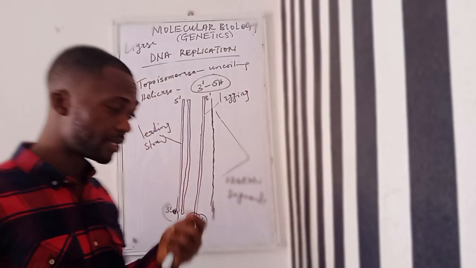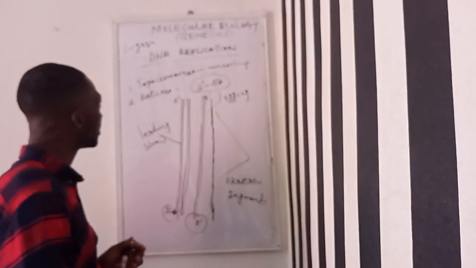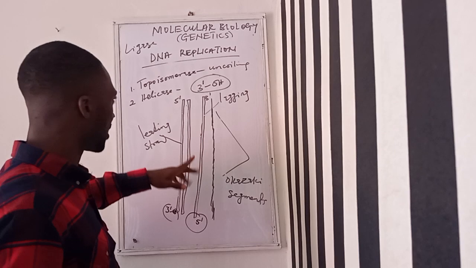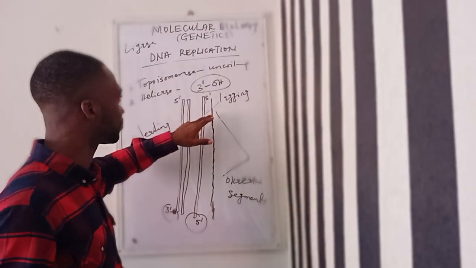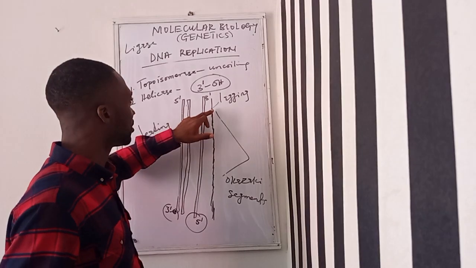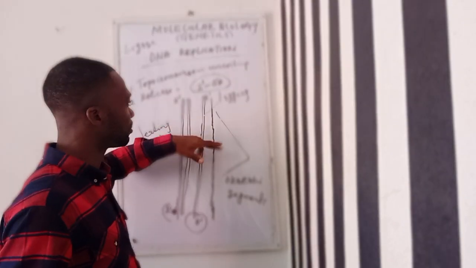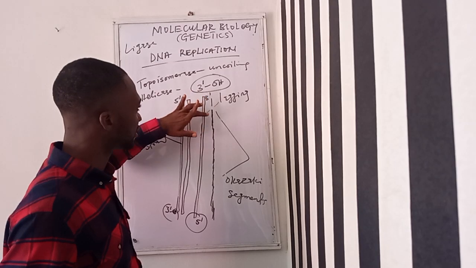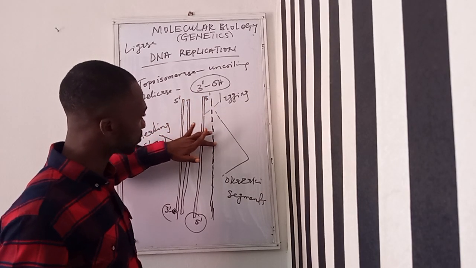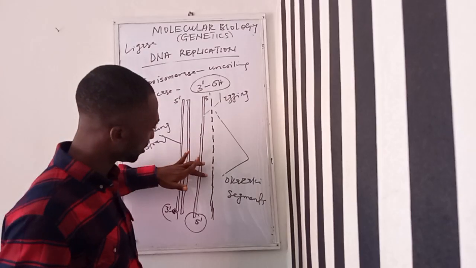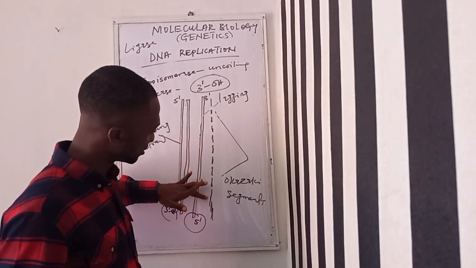I didn't mention something. Let me say something there. I didn't mention DNA polymerase I. The function of DNA polymerase I is to fill up this gap. It was together with the ligase.